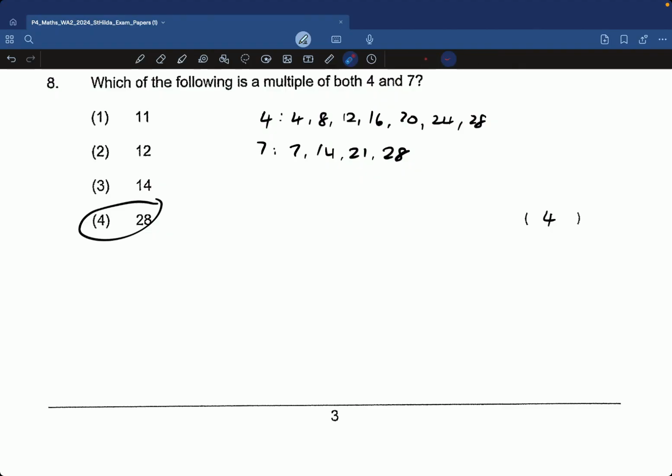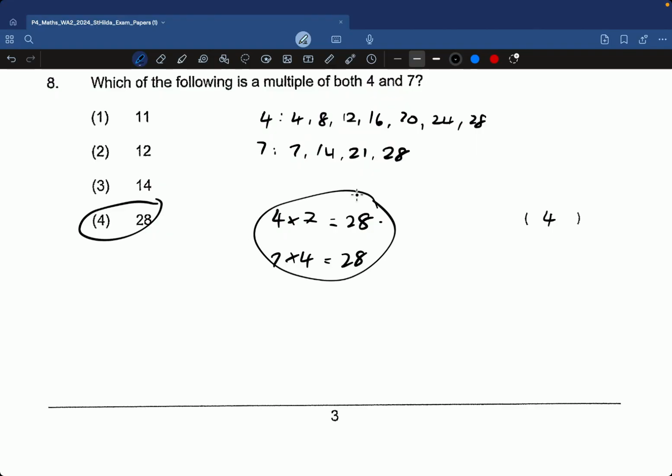The simplest way to do this is to technically just have 4 times 7, which is 28, right? Because 4 over here, if we go through the multiplication table, for example, 1, 2, 3, 4, 5, 6, 7, that means it will multiply together to become 28. So for 7, if we multiply by 1, 2, 3, 4, you also go for 28. So in this case, 28 is the answer. So this is the faster way to do it.